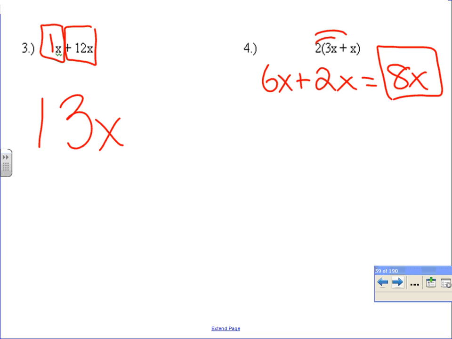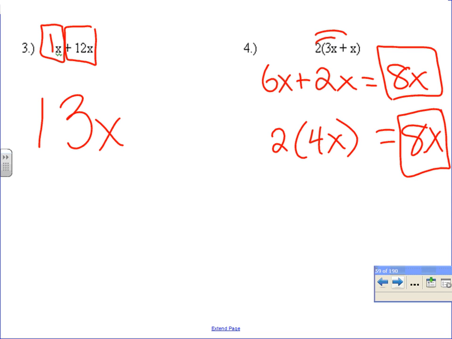Okay. So 3x plus 1x is 4x. So do what's inside parentheses first. Doug, what's 2 times 4x? Good. Oh, we get the same answer. Surprise, surprise, right? Doesn't matter. On this kind of problem, you can do it either way.